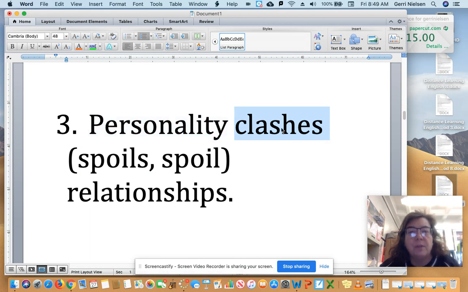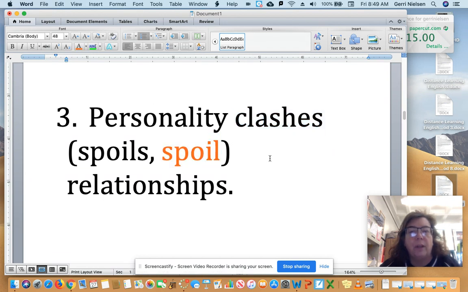So our simple subject is going to be clashes. Do we want clashes spoils or clashes spoil? Clashes is plural. We want the plural verb, so it's going to be clashes spoil.